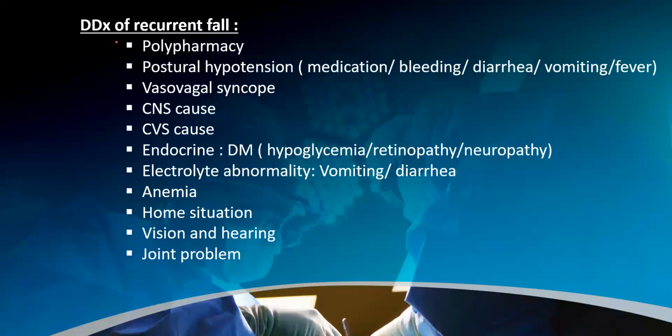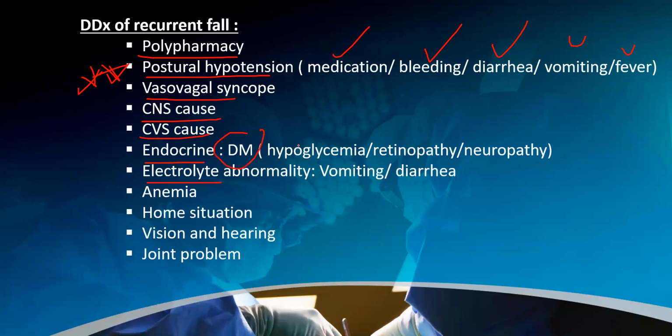Now, the case comes with recurrent fall. In recurrent fall, that's exactly the same as your syncope, but a little bit of other questions we need to add. So let's say recurrent fall, polypharmacy, you should add as your differential. Postural hypotension is usually the most important cause, which can be related to polypharmacy also. Bleeding from anywhere, diarrhea, vomiting, fever. You have CVS cause, CNS cause. You have vasovagal syncope. Now in here, we need to add endocrine and electrolyte abnormality.